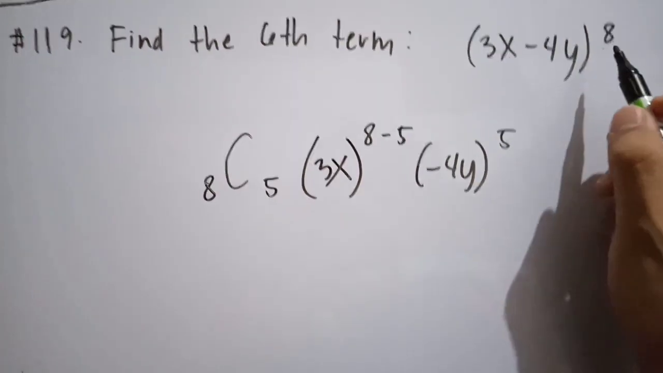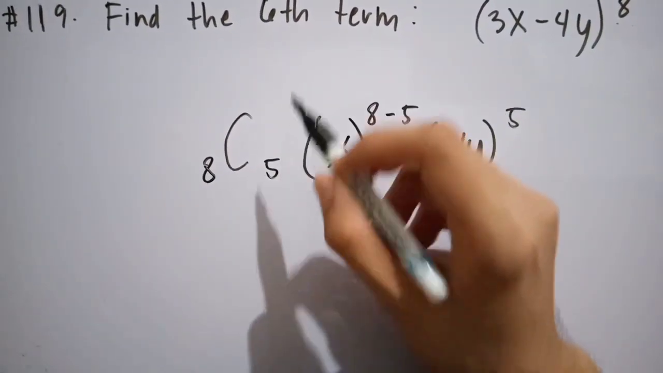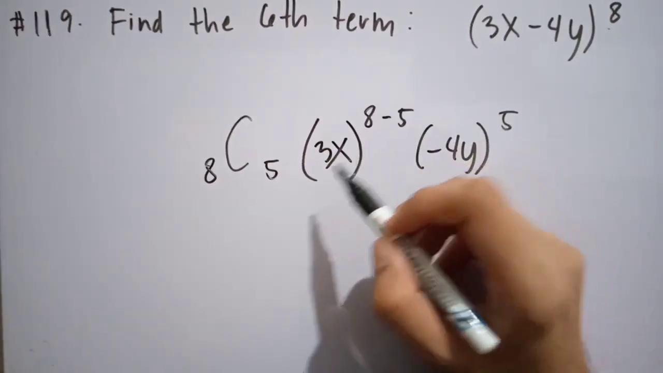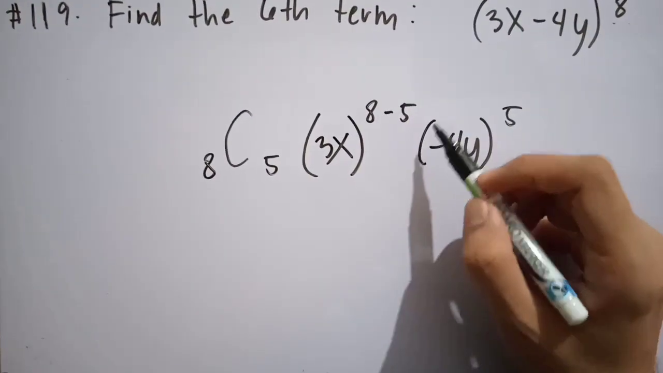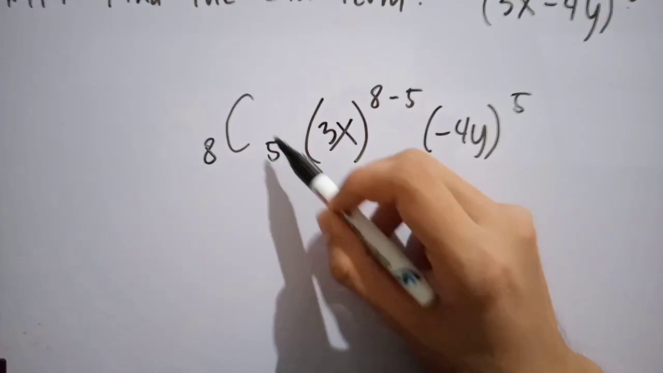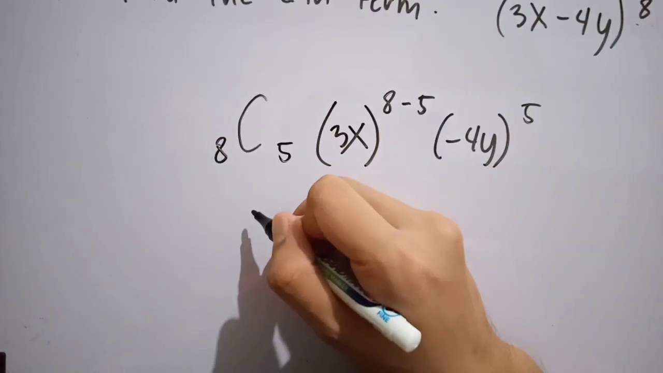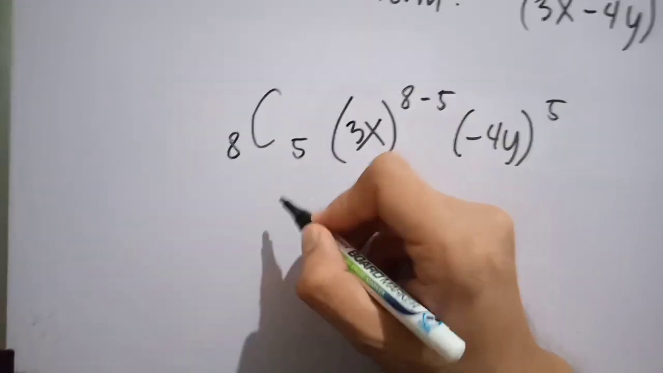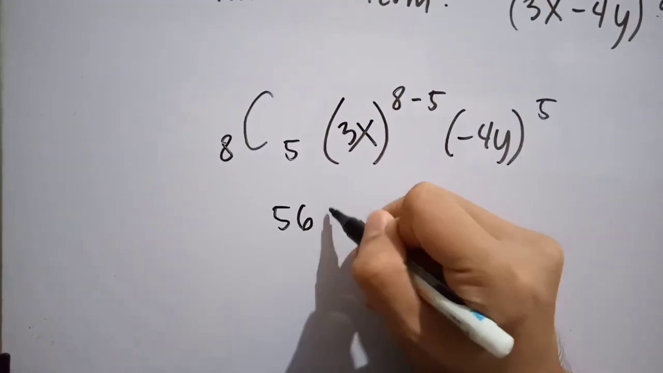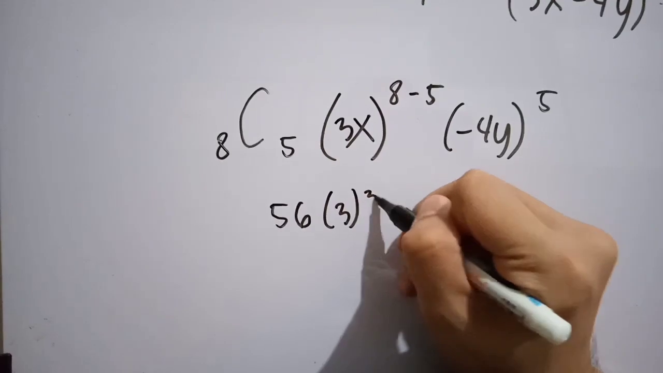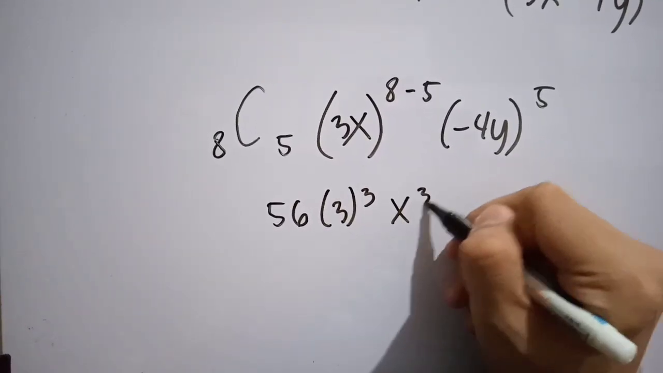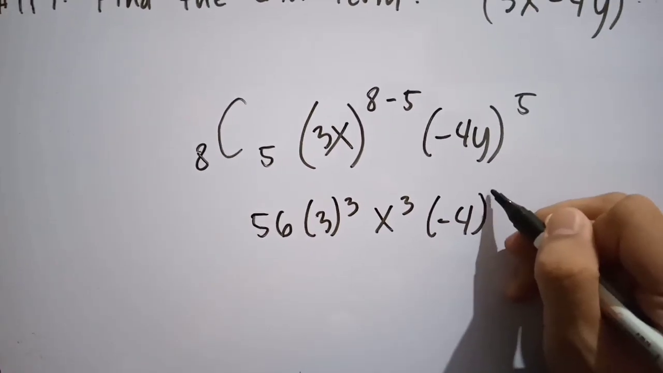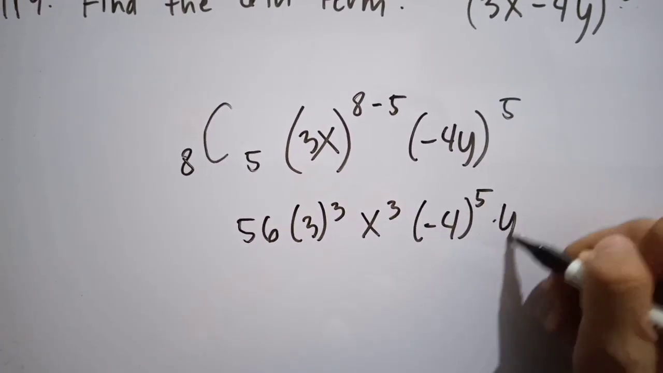Diba? Unang-una, lagay mo yung 8 dito. Tapos, bawasan mo ng isa yun. Magiging 5. Tapos, yung unang term, erase mo sa 8 minus 5. Tapos, yung second term, erase mo sa 5. So, compute mo sa calculator. Ito magiging 56 times 3 raised to 3 x raised to 3 times negative 4 raised to 5 y raised to 5.